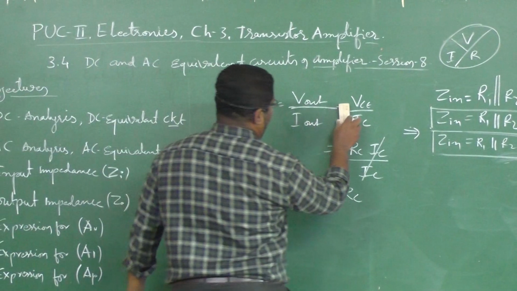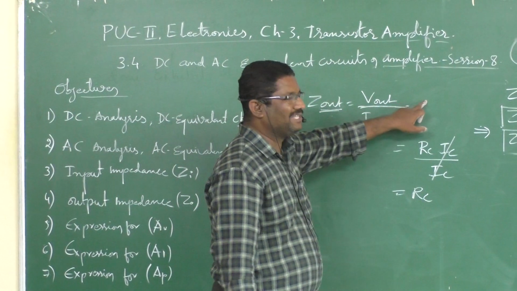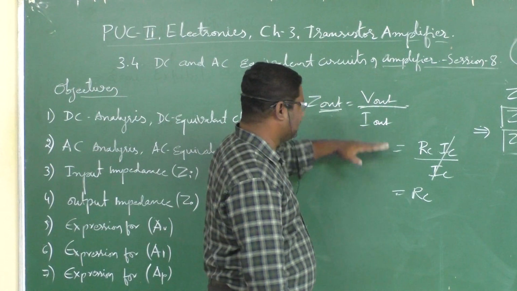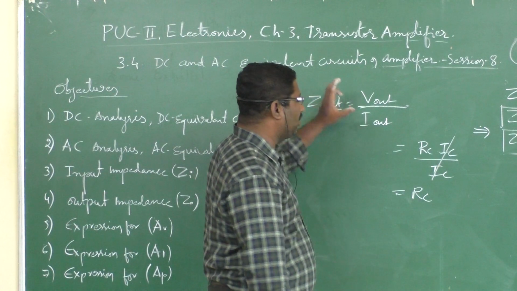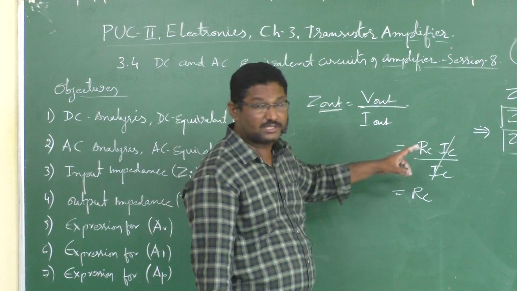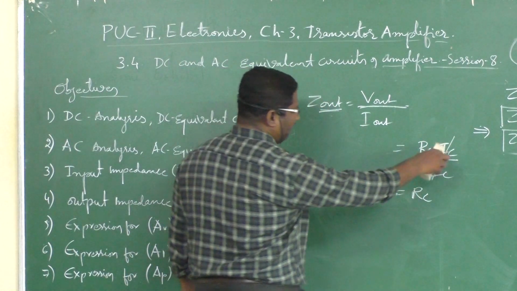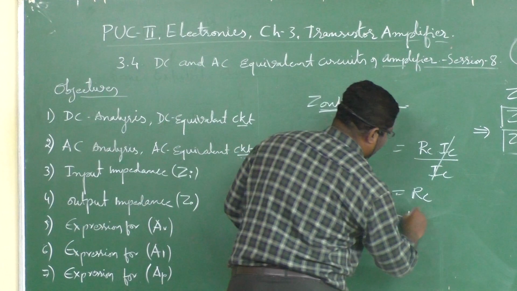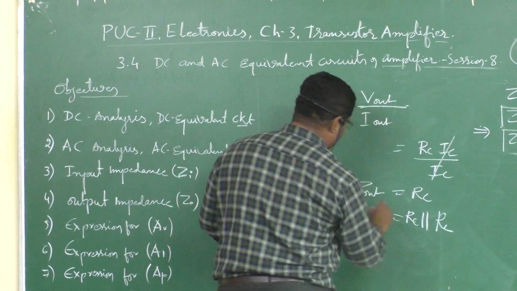So instead of this, it is better to use Z out, because this is only for DC, but here Z means AC circuit. That's why we can write like this: output voltage divided by output current. Output voltage is given by IC into RC, that is the voltage across the collector resistance, and then IC divided by IC, output current, that is IC. And when we calculate this, Z out is nothing but RC, and sometimes we can even write RC in parallel with RL. So like this we will calculate Z out.